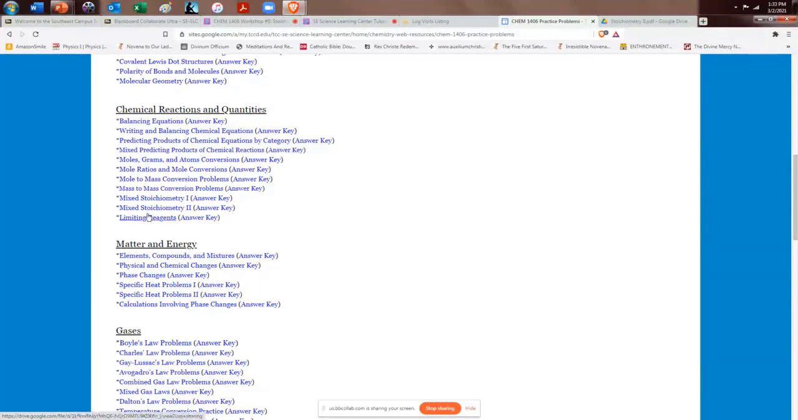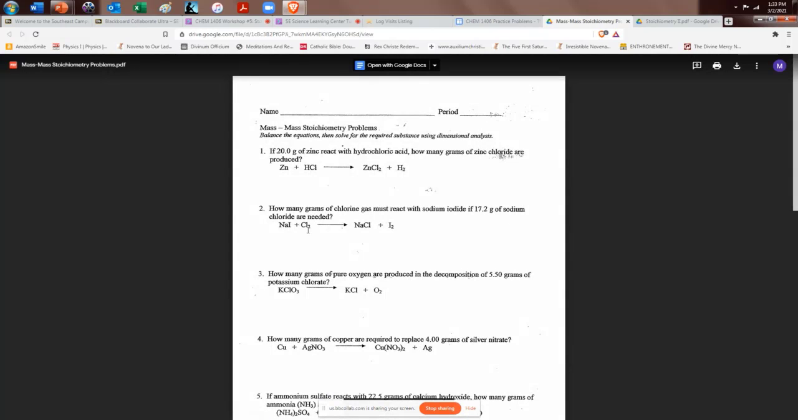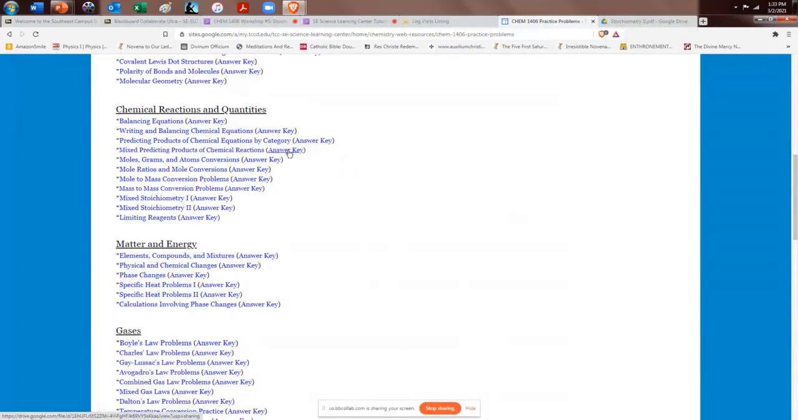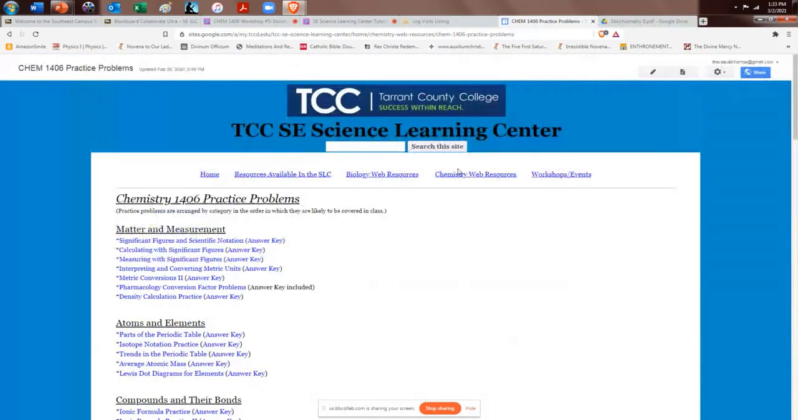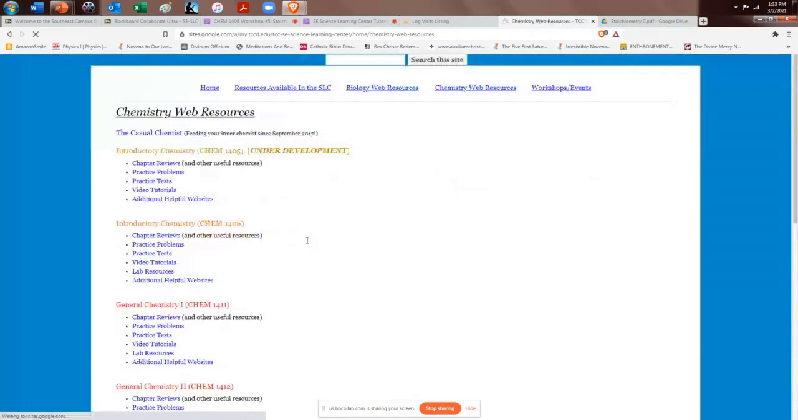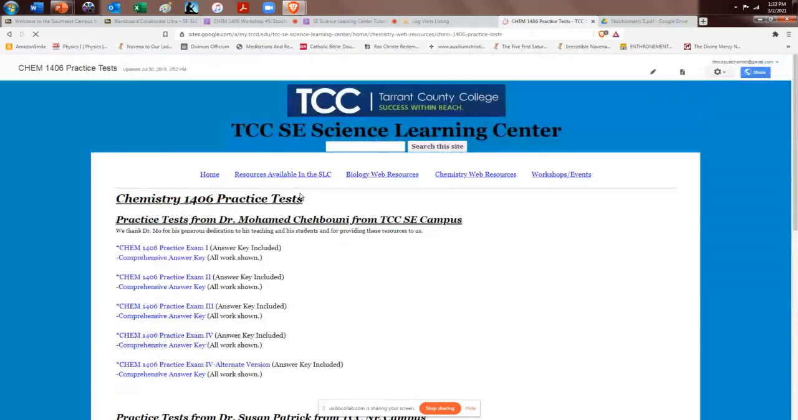There's also limiting reagents here, which might be good practice for you as well. And then, of course, the mass-to-mass conversion problems. There's lots of good ones there as well. So, lots of good practice for you if you wish. You can also feel free to check out some of the practice tests if you're interested.